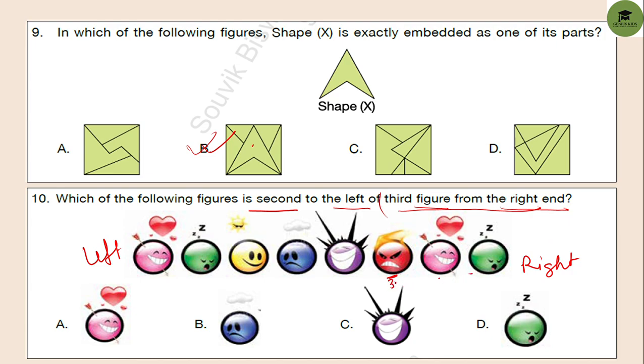Now, which figure is second to the left of the third? In the third, this is left. Which one is the second? This one is first and this one is second. So option B is the figure that is second to the left of the third figure from the right end. In this type of question, first figure out the position from the last part. Maybe it is the third, or fourth, fifth, whatever, first find that out and then find out this part.